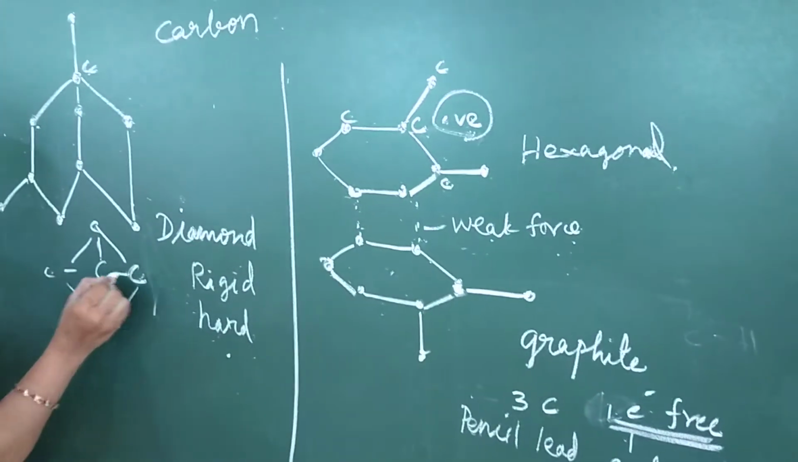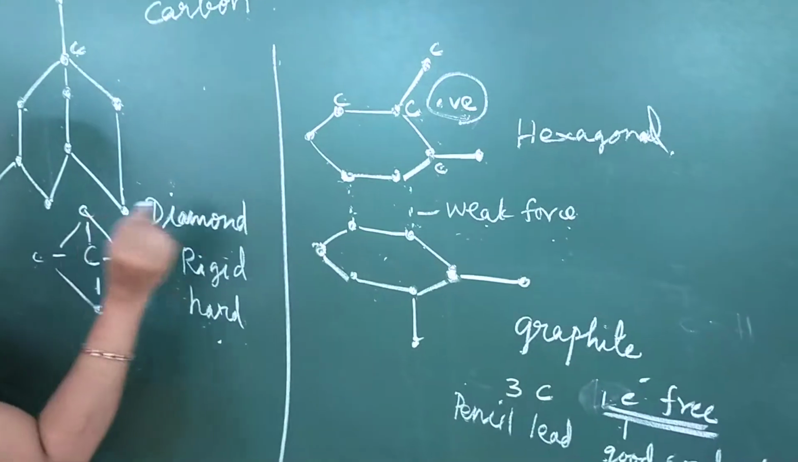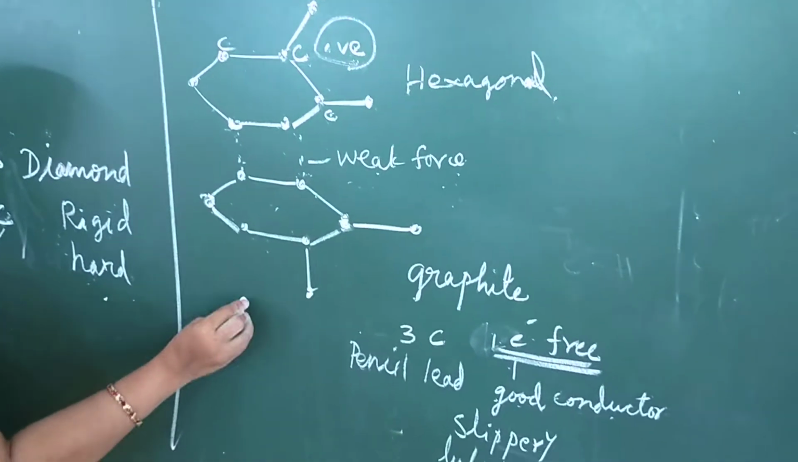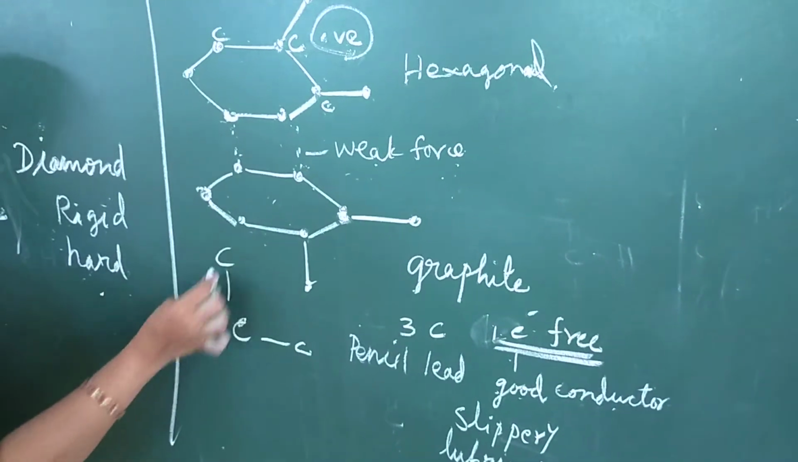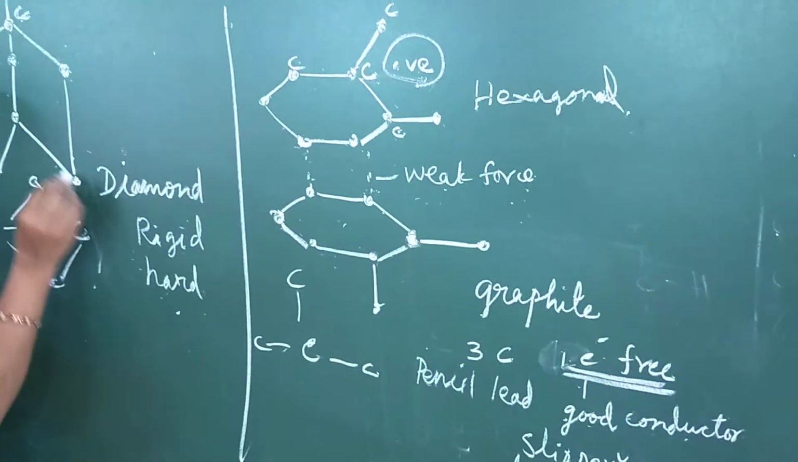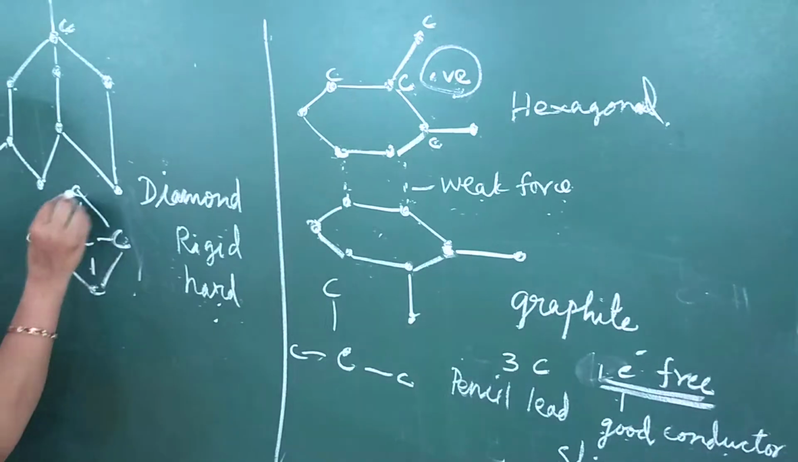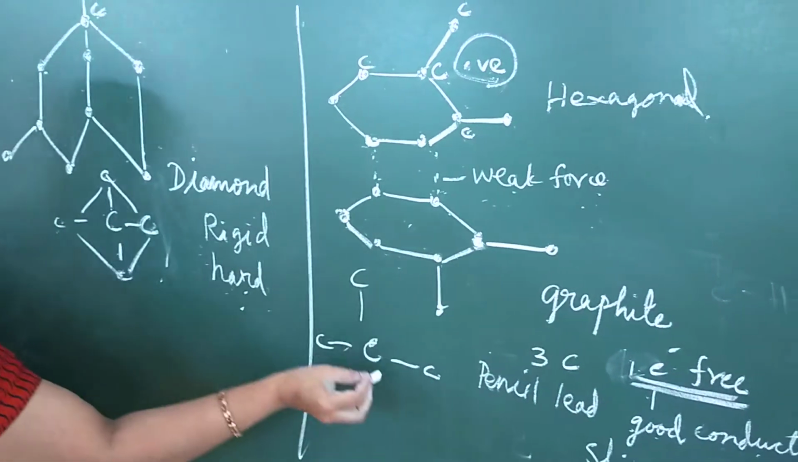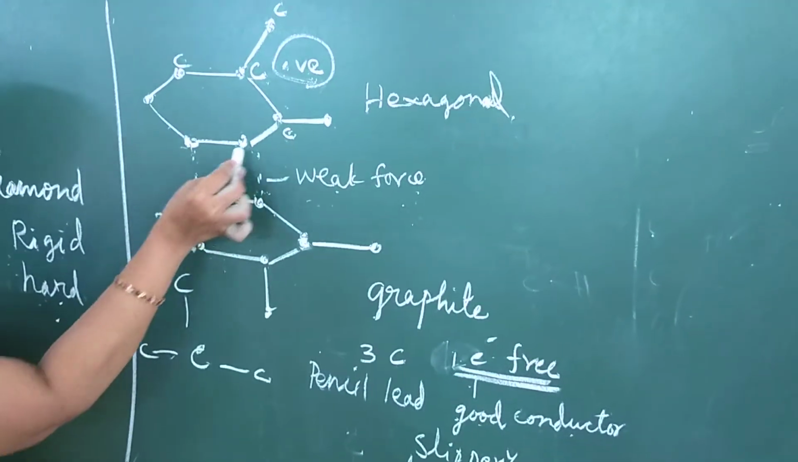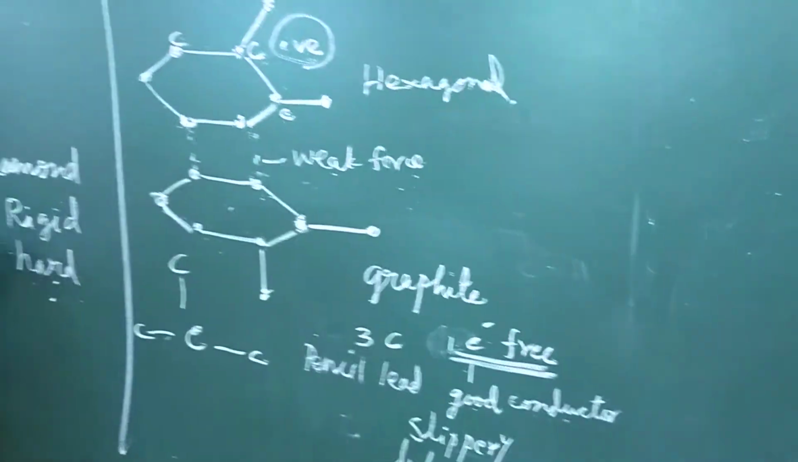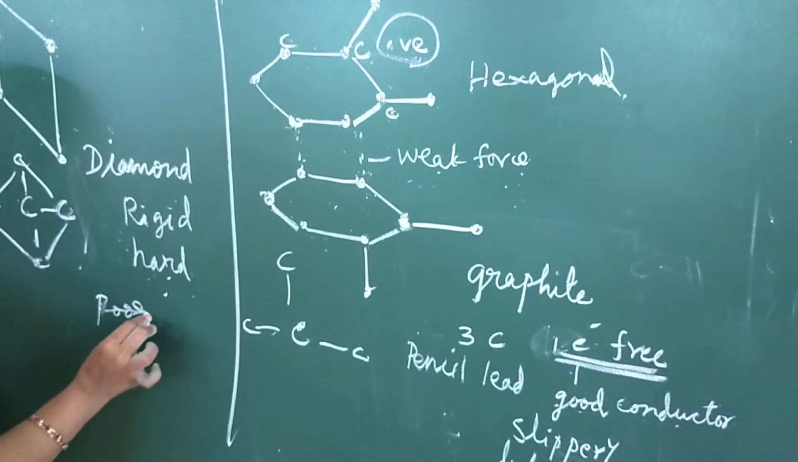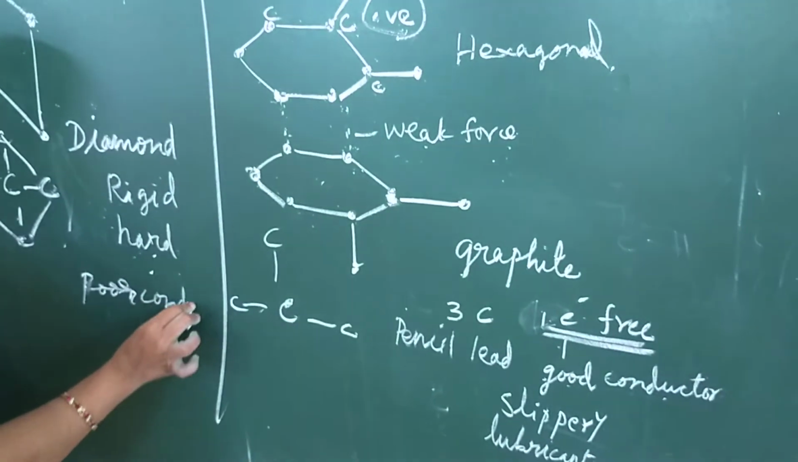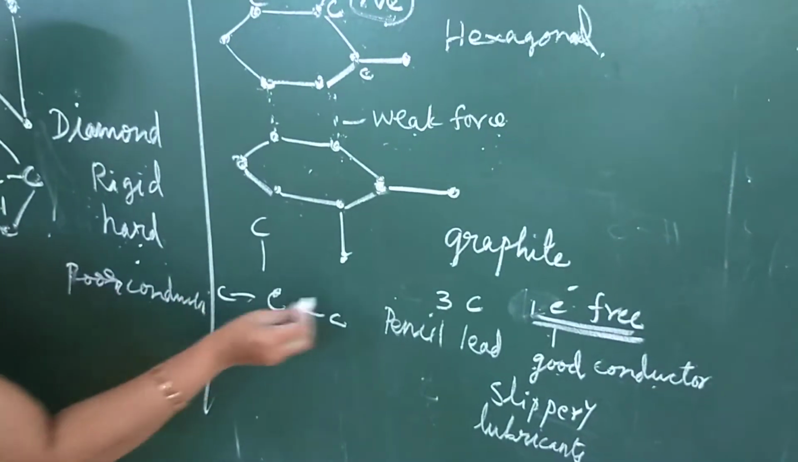In diamond, one carbon is attached with 4 carbons; in graphite, one carbon is attached with 3 carbons. Diamond is hard and rigid because of the strong forces. Graphite is slippery because of the weak forces of attraction. Diamond is a poor conductor of electricity because there are no free electrons.